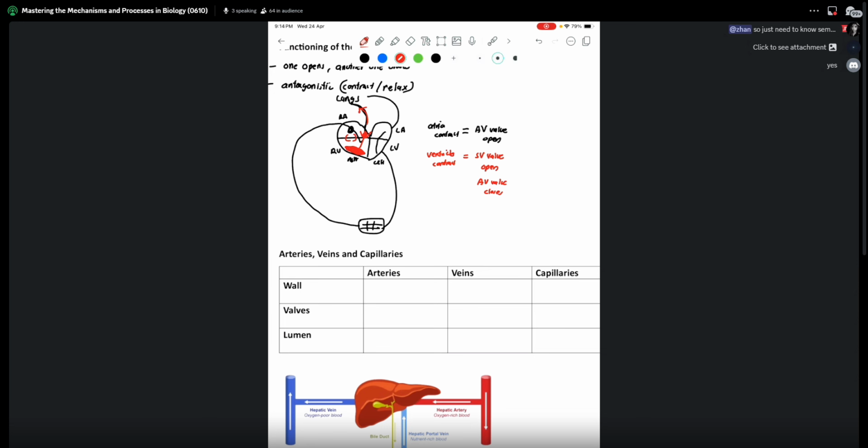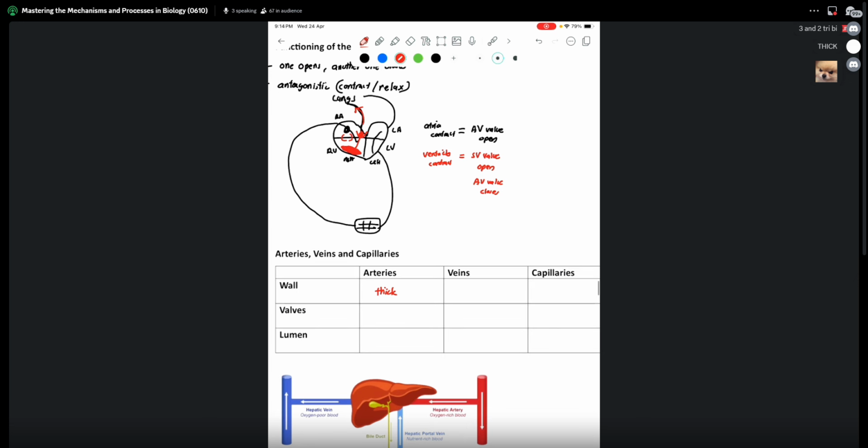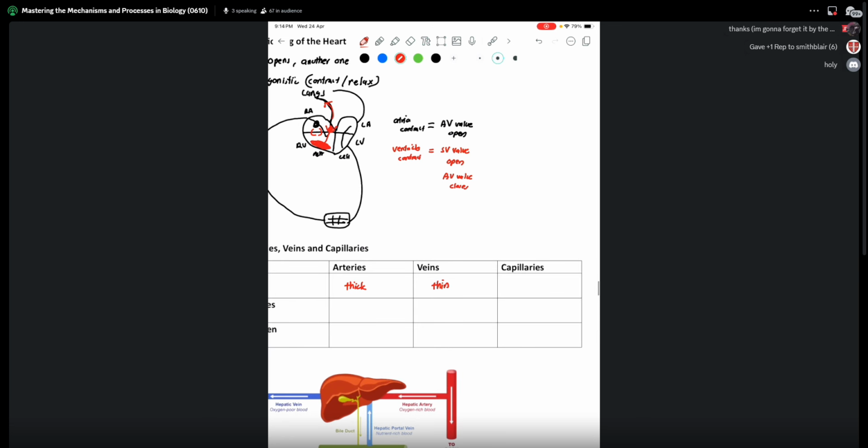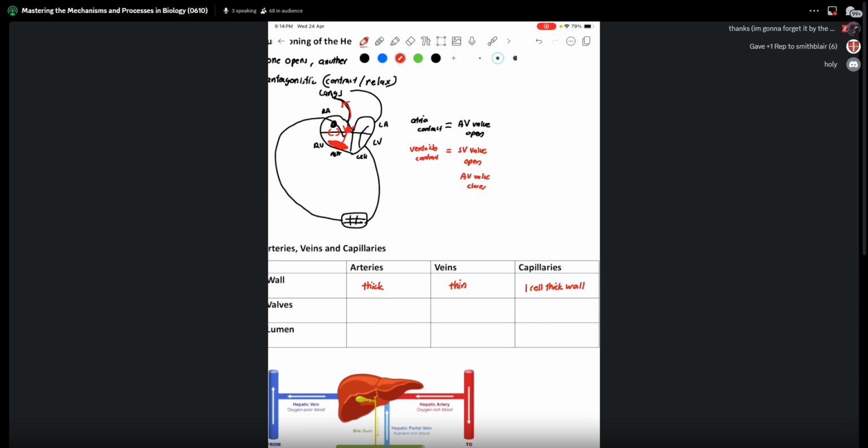So the wall of the artery is thick. Yes, the artery has a thick wall so that it can pump blood at higher pressure throughout the body. The veins will have a thin wall, and the capillaries have a wall that is one cell thick. Very simple.